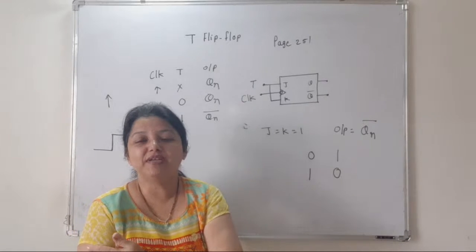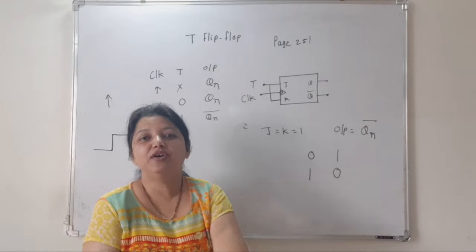So toggle flip-flop is nothing but JK flip-flop under 2 conditions.